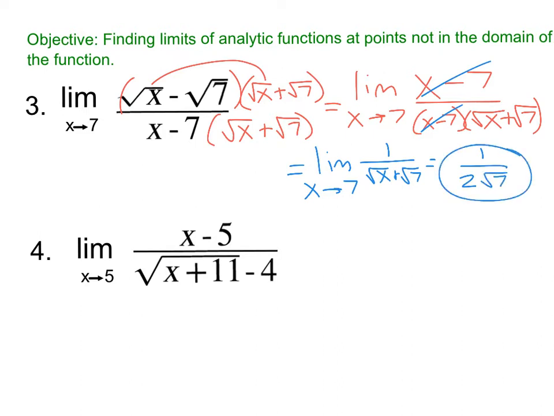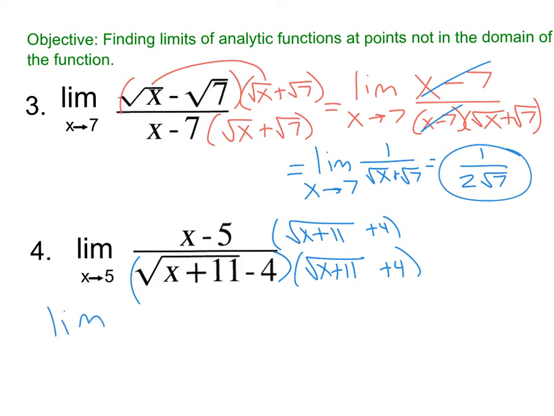All right. Pause the video and do the exact same thing. So we're going to multiply by the conjugate here. If you plug in, 5 minus 5 is 0. Root 16 minus 4 is 0 over 0. So our conjugate for this one is root x plus 11 plus 4, root x plus 11 plus 4.